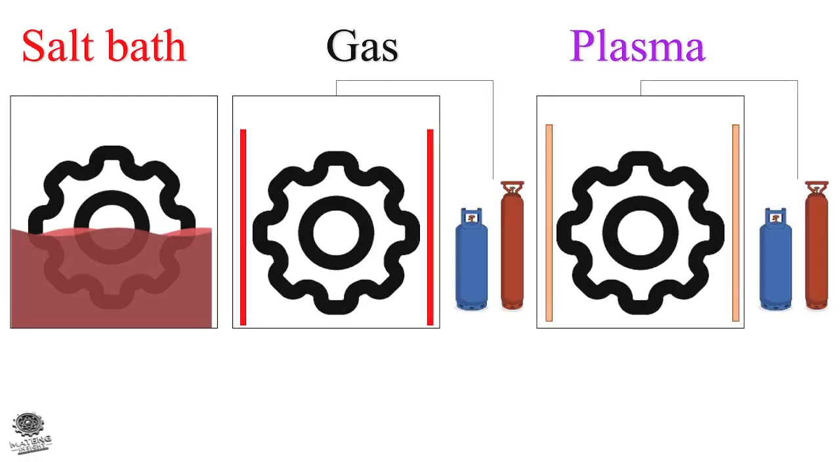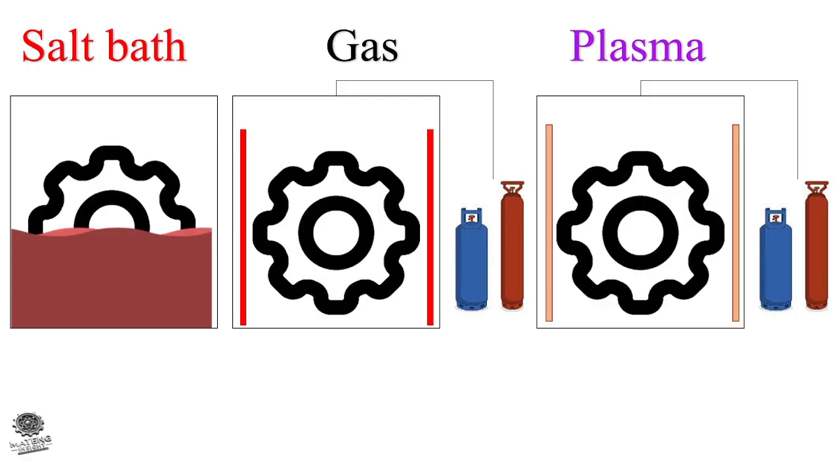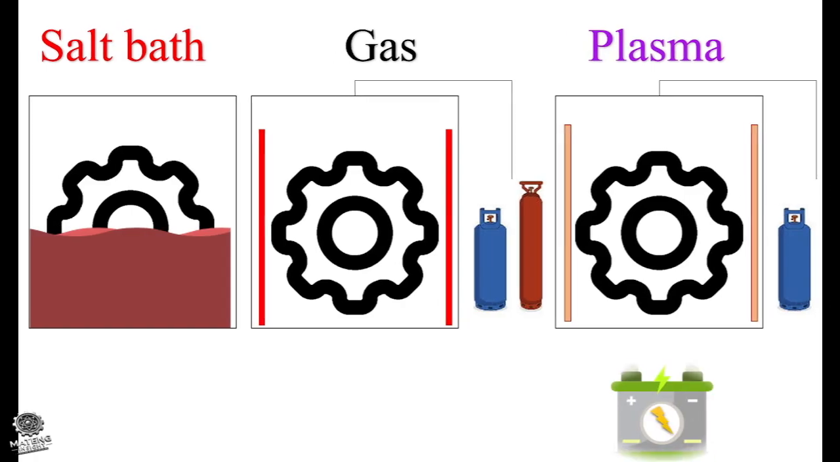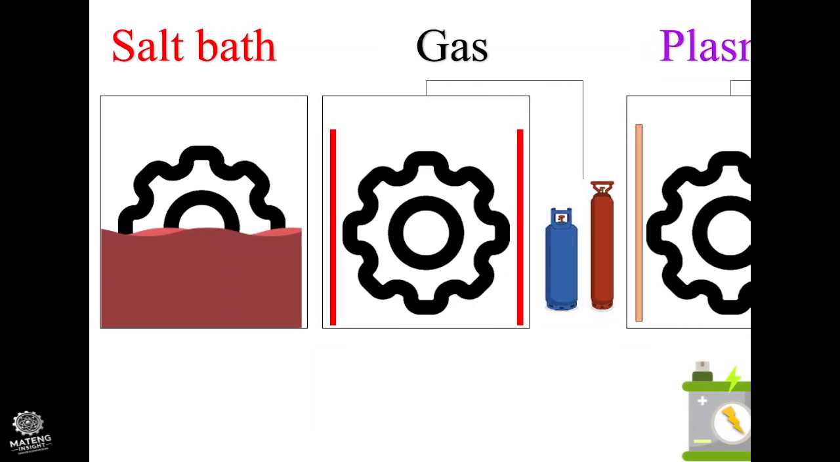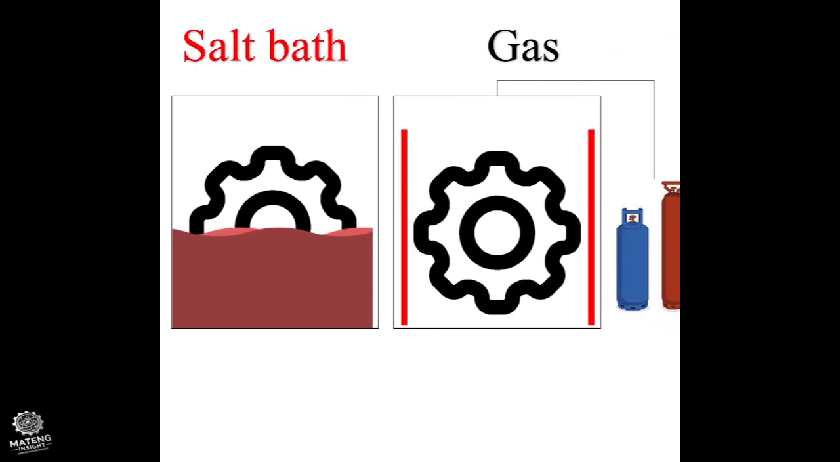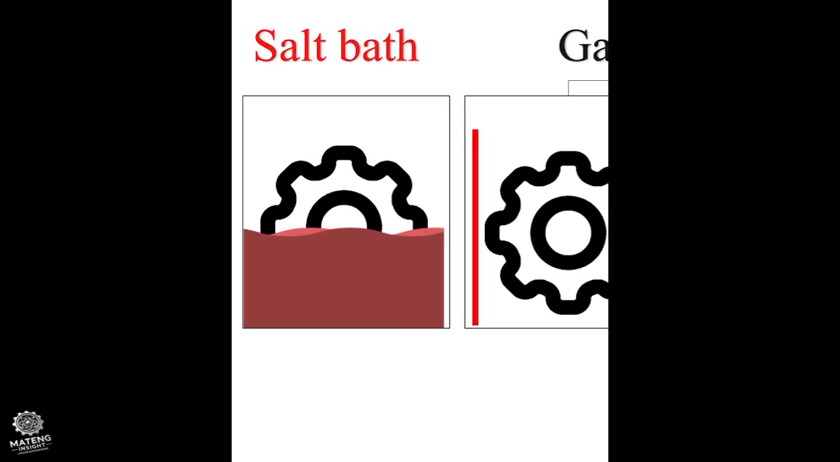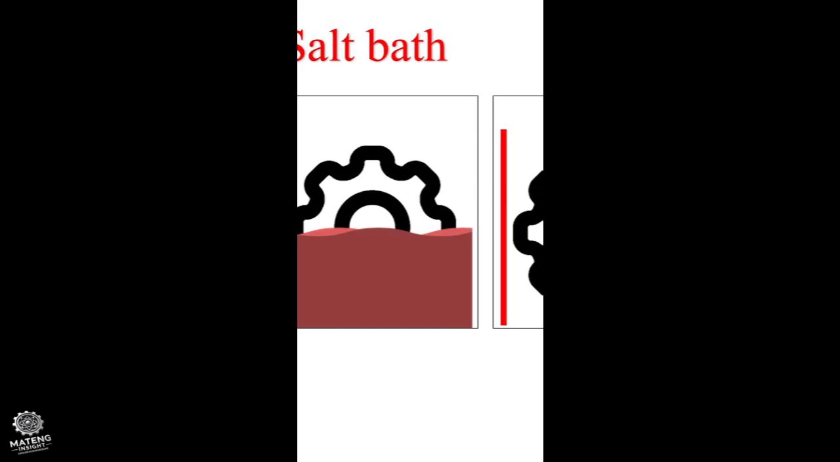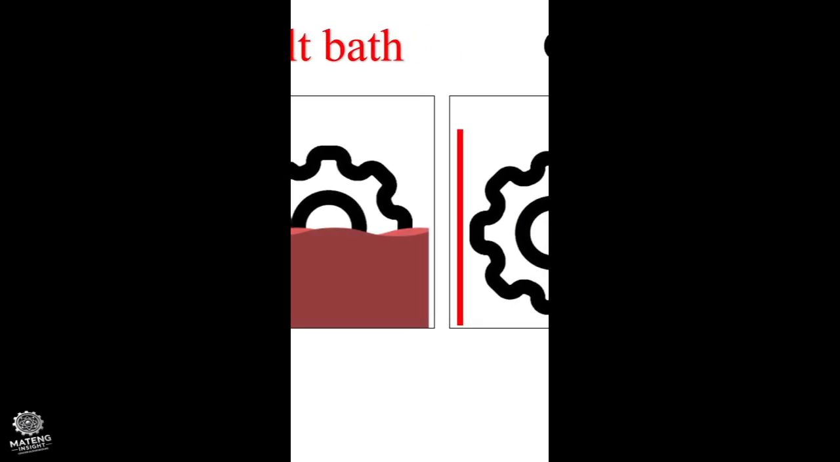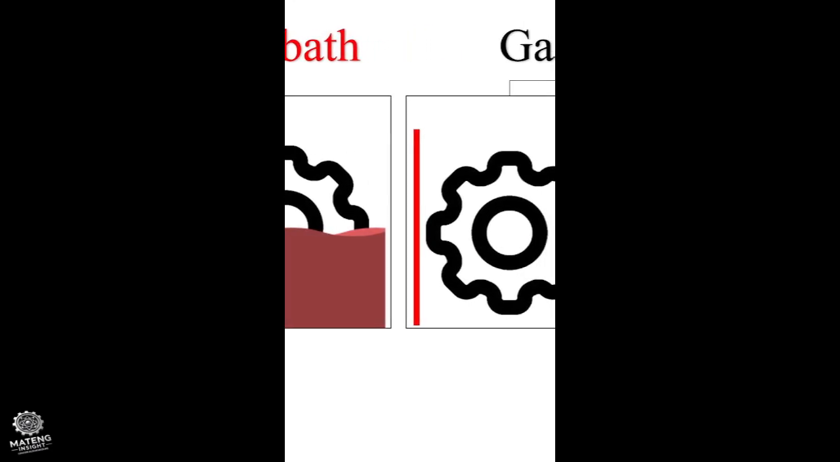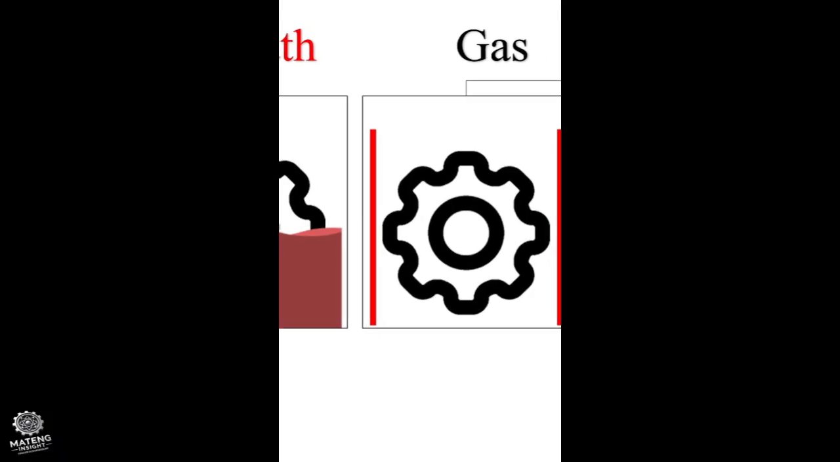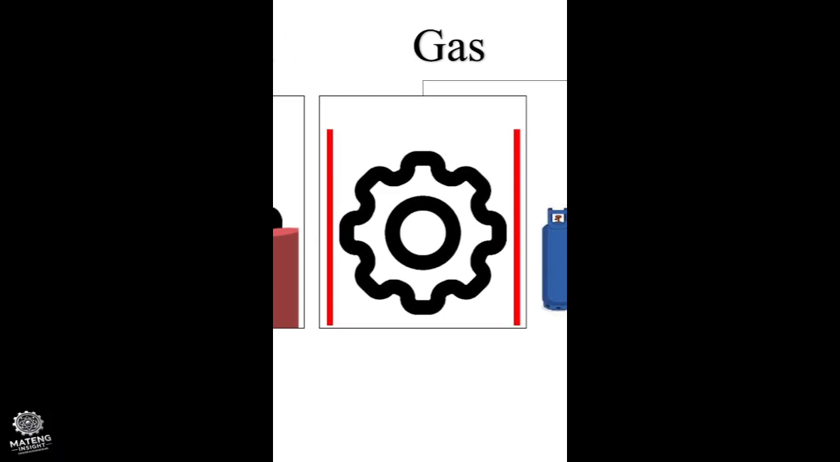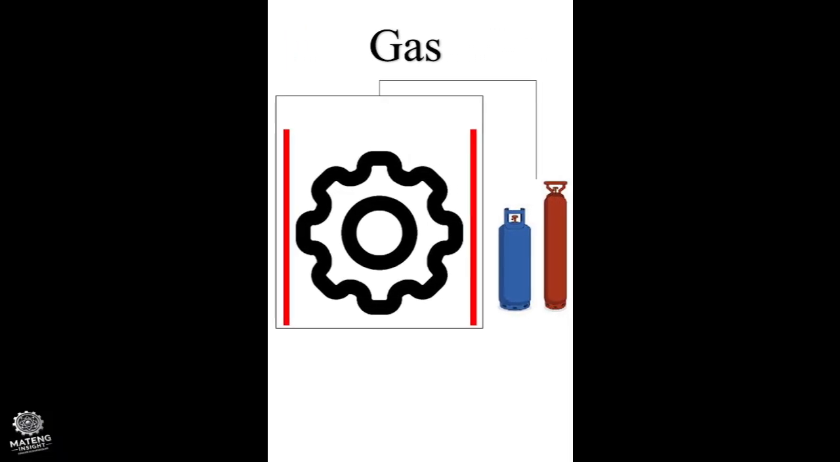There are three main methods of nitriding: salt bath nitriding, gas nitriding, and plasma nitriding. In salt bath nitriding, the component is placed into molten cyanide salts and nitrogen is diffused into the surface. In gas nitriding, the component is placed inside a furnace and gases like ammonia or a nitrogen-hydrogen mixture supply nitrogen for diffusion.